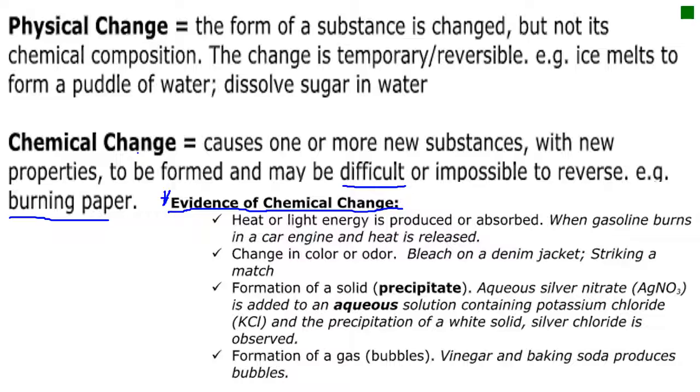So I'll just read these out. The first one is heat or light energy is produced or absorbed. So a good example is when gasoline burns in a car engine, heat is released. And that's called an exothermic reaction.